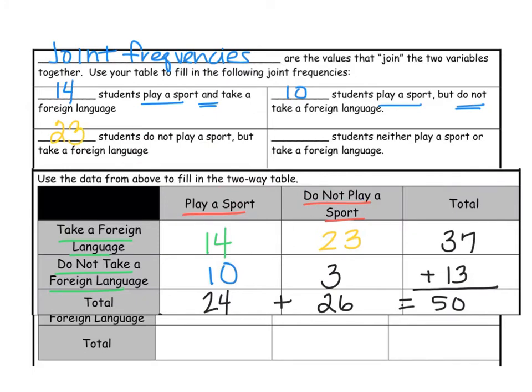And finally, our last joint frequency, students that neither play a sport nor take a foreign language. So how many students don't do any of this? That would be 3, which is this number right here, and that's our joint frequencies.